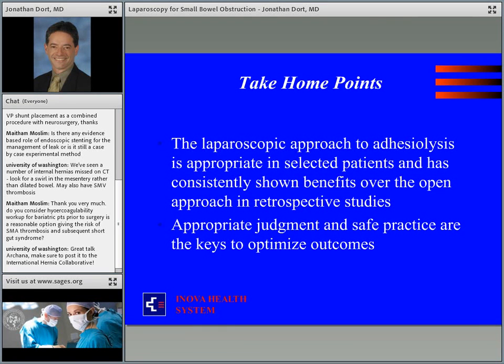And so if we can get prospective trials done, if we can get non-biased or at least lesser biased studies done because we can randomize and do it prospectively, I think more and more people would be comfortable adopting this more standardly as the approach. And remember that appropriate judgment and safe practice are the keys to optimize your outcomes. Safety first has to be the rule with all of these patients. I will take any questions.